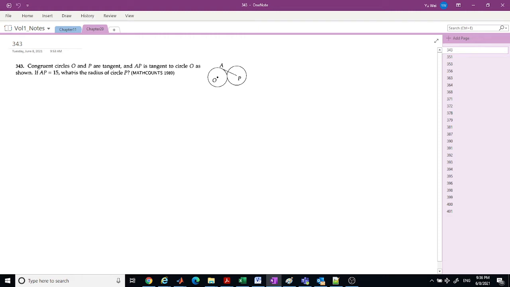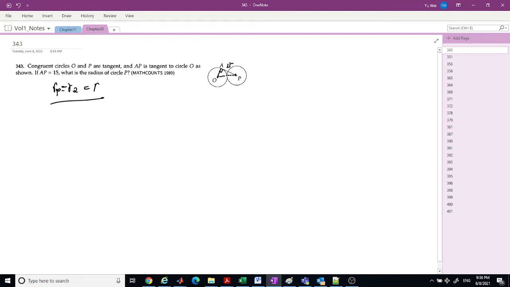So, congruent circles P and Q. We know RP equals RQ, so let's say it equals R. P and Q are tangent, so PA is also tangent to O. So this is 90 degrees. Then we know AP is 15, and we want to solve for R.